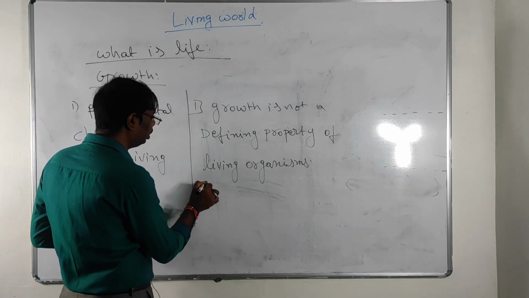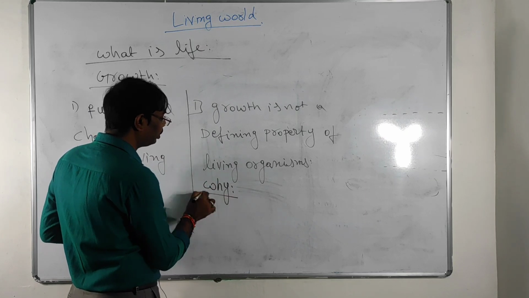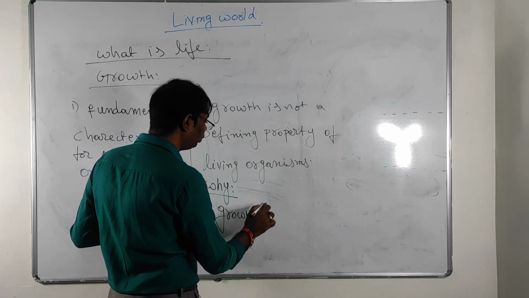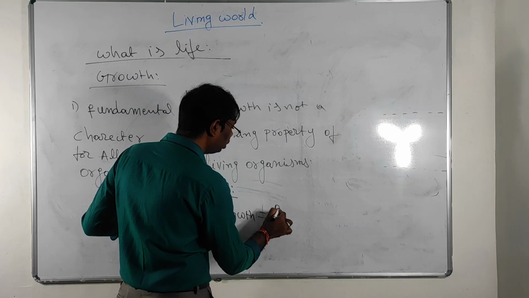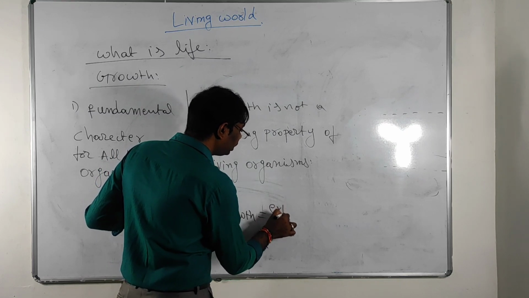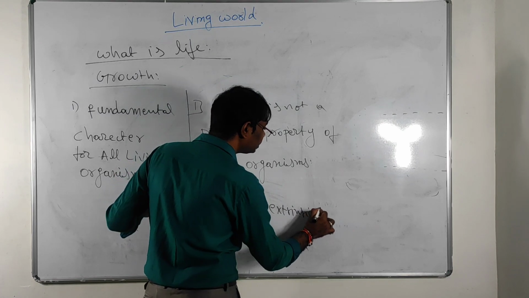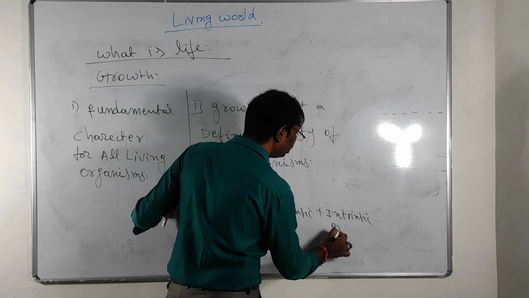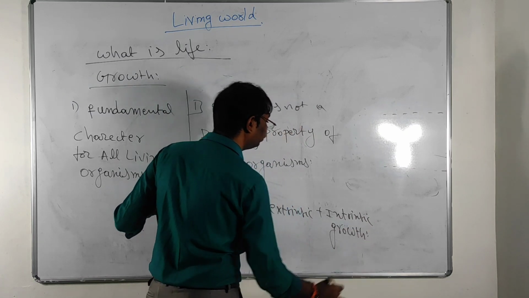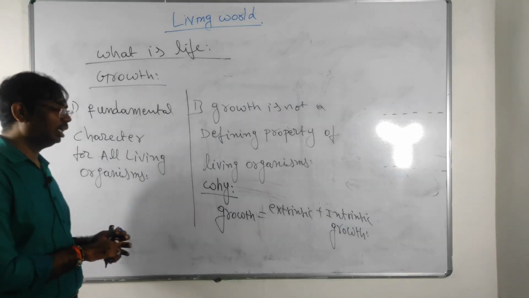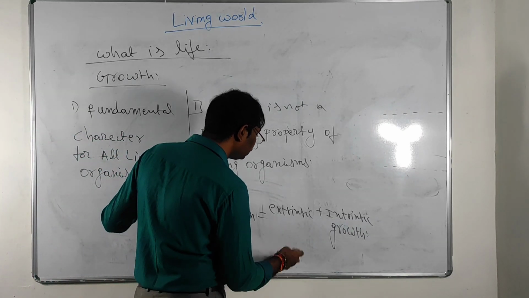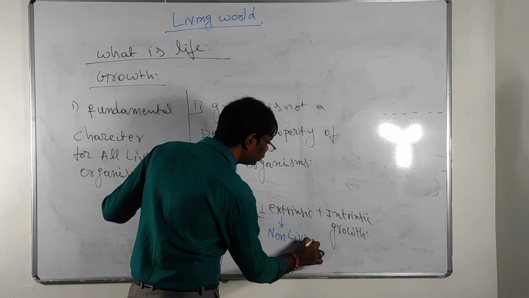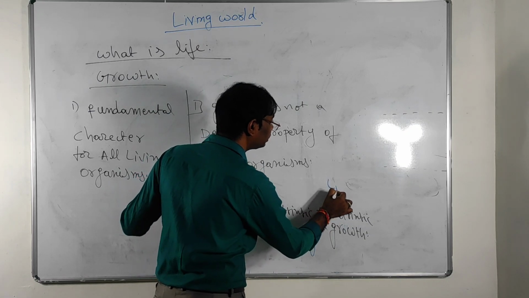Why? I will give the reason also. Because growth means extrinsic growth plus intrinsic growth. The meaning of growth is not only intrinsic growth; it is extrinsic and intrinsic growth. Which one is living? Extrinsic growth is not only in non-living things. The other one, intrinsic growth, is living.